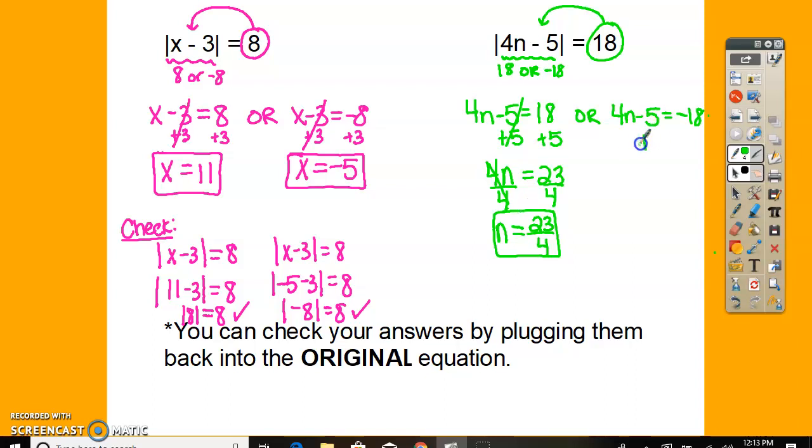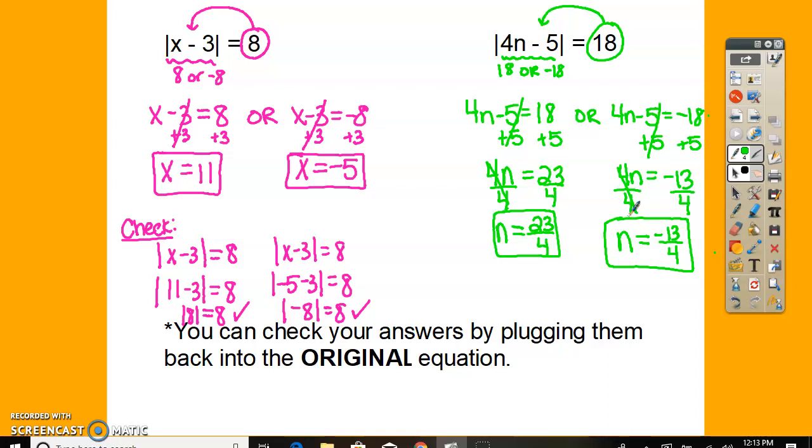Again, I'm going to add 5, but now I'm adding 5 to a negative 18. So it completely changes the right-hand side of your equation. You're still doing the same step of adding 5, but now it's negative 18 plus 5, which gives us a negative 13. Same last step, divide both sides by 4. You end up with n equals negative 13/4. And again, you can plug both of those answers back into the equation to make sure that it checks out.